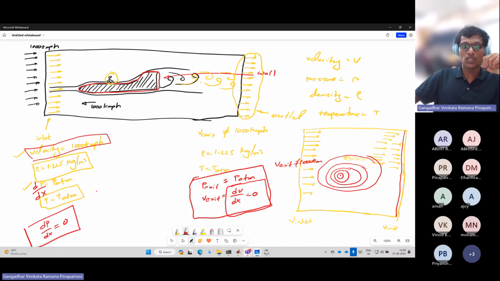That means no change in pressure as you move along the x. If you move along the x, there won't be any change in pressure until you reach this particular aeroplane. Until just before you reach the aeroplane, you won't see any change in pressure. After reaching the aeroplane, on the surface of the aeroplane, you will see the change in pressure that is governed by your governing equation. The governing equation makes those modifications.